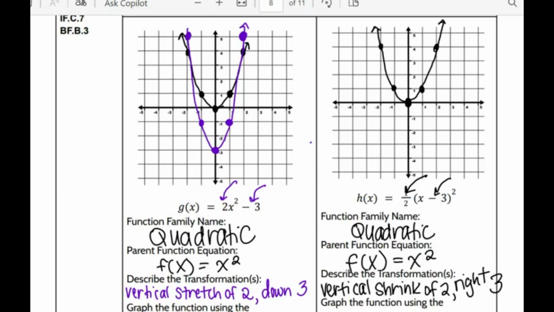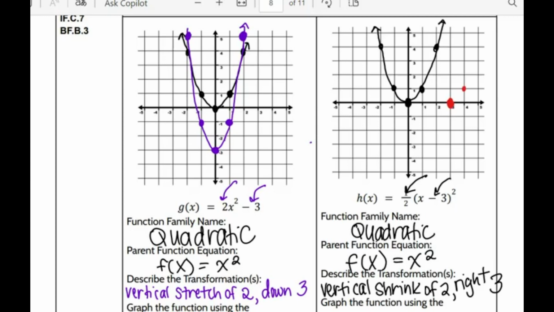Okay, so I'm going to take each of these 5 points, I'm going to shift them to the right 3, and then I'm going to halve the y values. Take half of what the y values currently are. So to the right 3, I'm going to start with my vertex, 1, 2, 3. My vertex now sits here on the x-axis at 3. This next point up, 1, 2, 3.